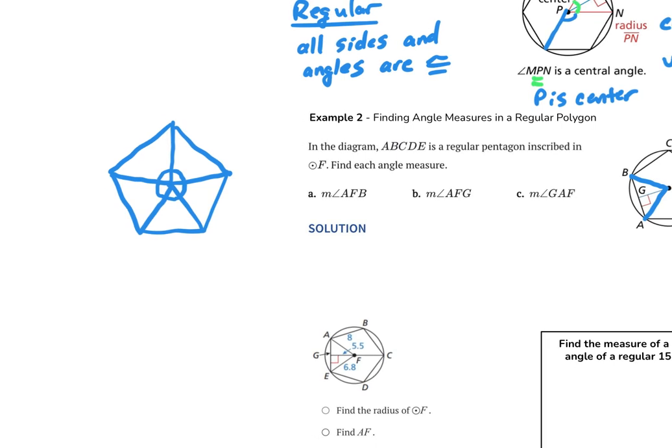And so to find angle AFB, I'm going to take 360 divided by 5. If I have a 5-sided figure, I would divide by 5. If I had a 6-sided figure, I would divide by 6. The number of sides tells me how many different angles I would have. 360 divided by 5 is 72. So each one of these central angles is 72 degrees.